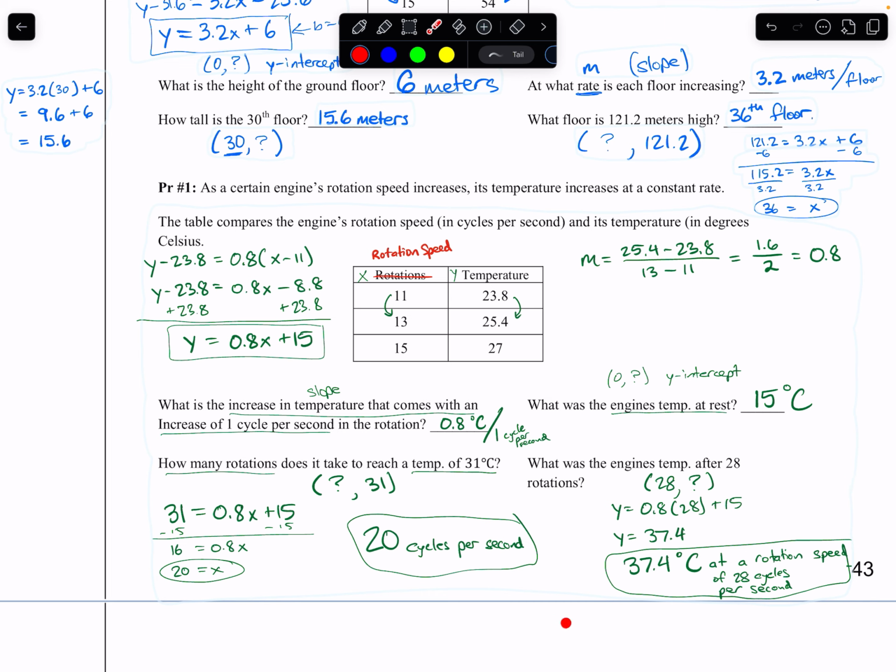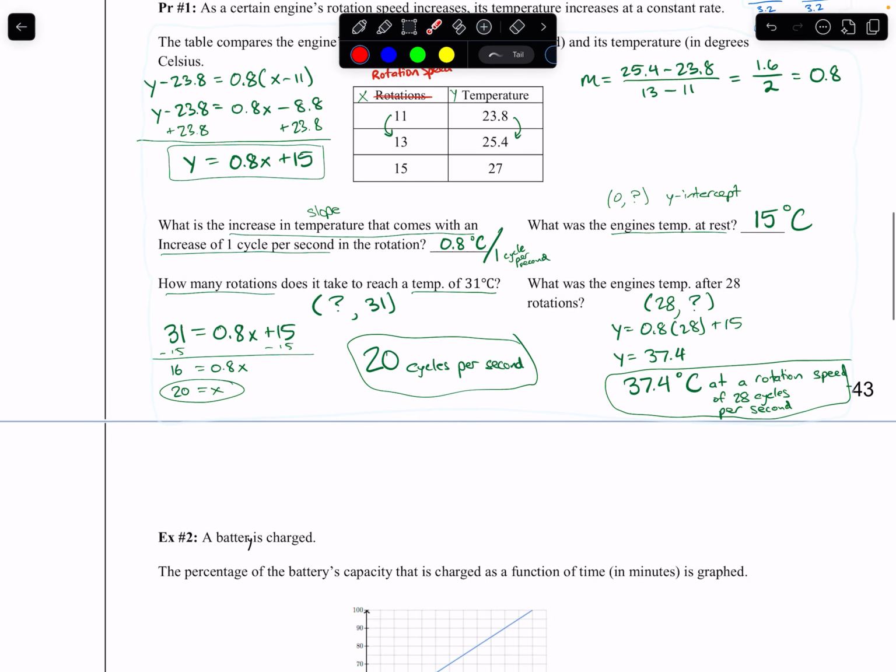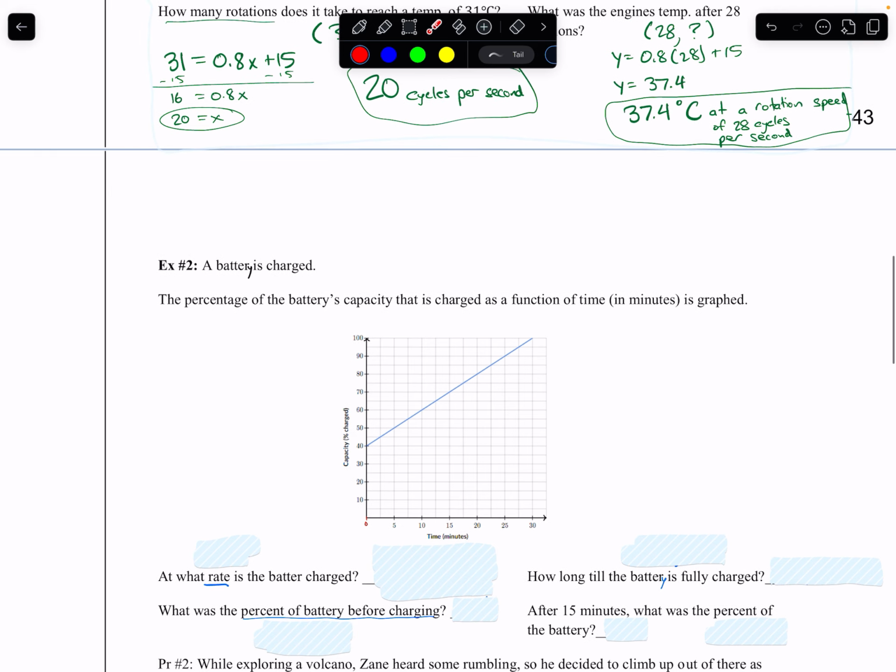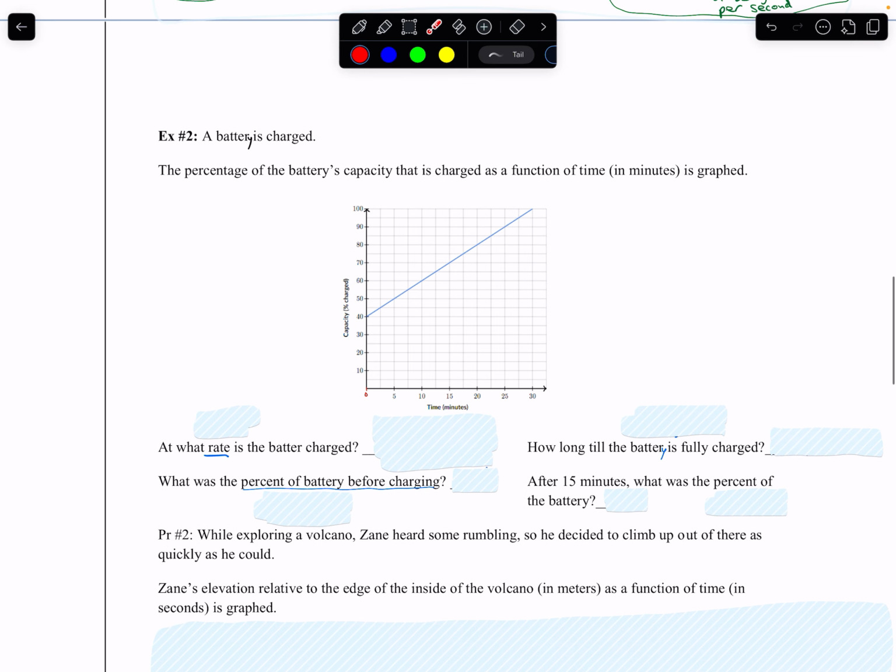All right. Let's look at example 2. We just finished problems that gave us a table, but this section is also about graphs. And so this time we'll be given a graph, and in my opinion, graphs tend to be easier because they communicate more information. This should say a battery, not a batter, is being charged.